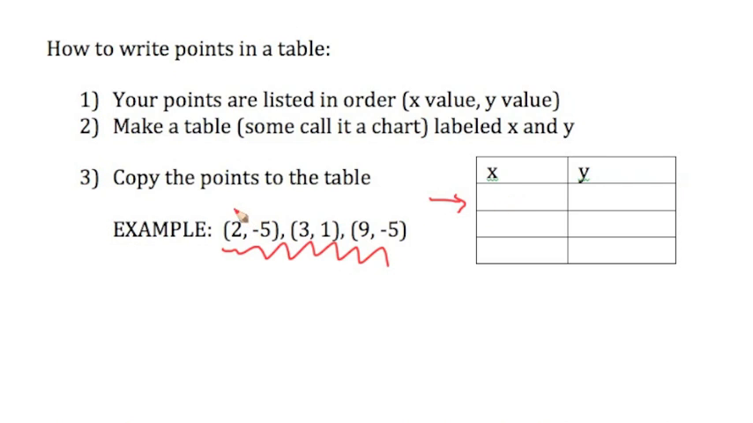So our first point is 2, -5. So 2 is going to be the x value, and -5 is going to be your y value. Your next point is 3, 1, so it's x, y again. So we put 3 in for x and 1 in for y. And our last point is 9, -5, so 9 is your x value, and -5 is your y value. So you put -5 in for y, and there you go, you have put points into a table.